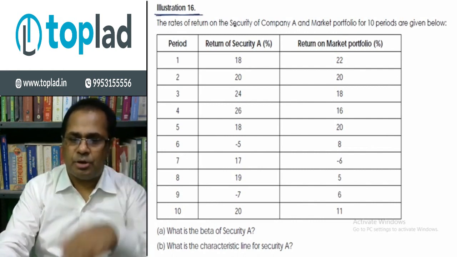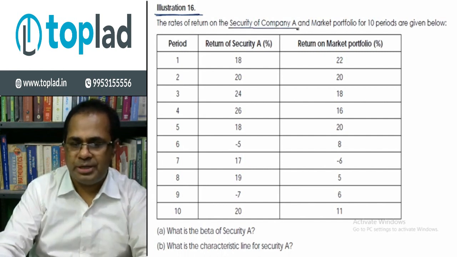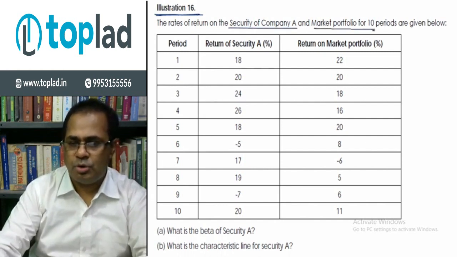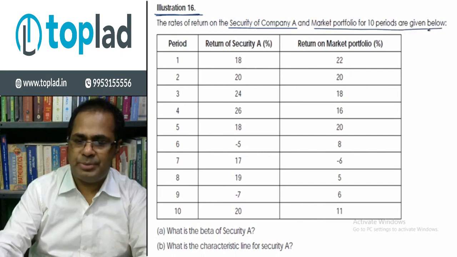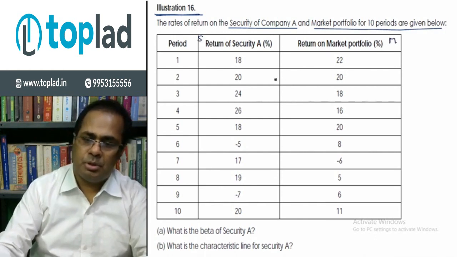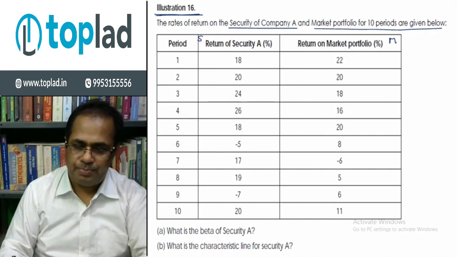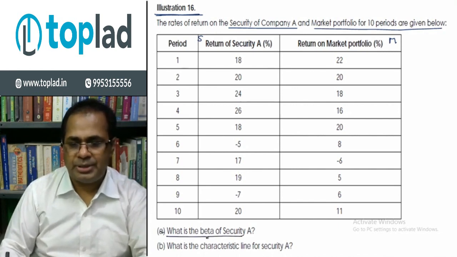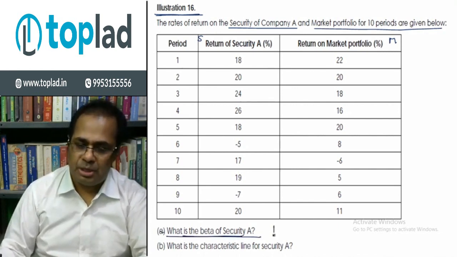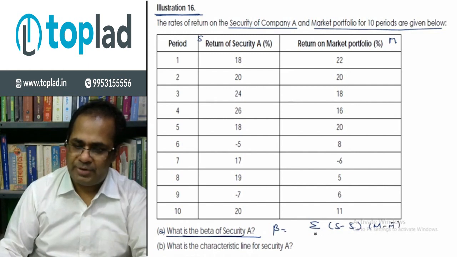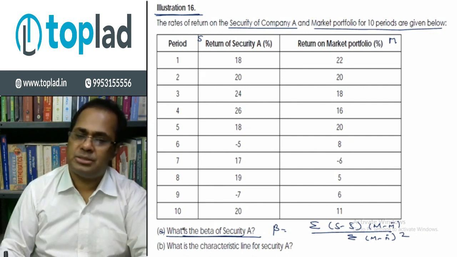The rates of return of the security company A and a market portfolio for 10 periods are given below. This is the security return and this is the market return. All are given. What is the beta you have to calculate? This is very simple. The formula for beta is summation of S minus S bar times M minus M bar, divided by summation of M minus M bar whole square. Okay, this is very easy.